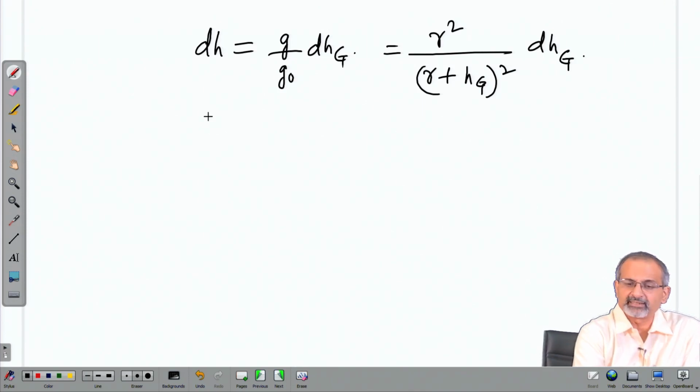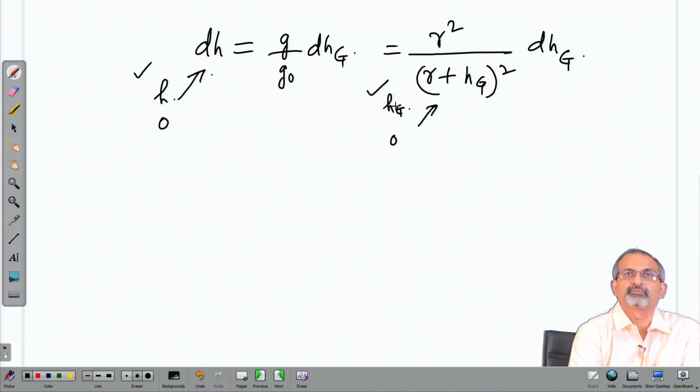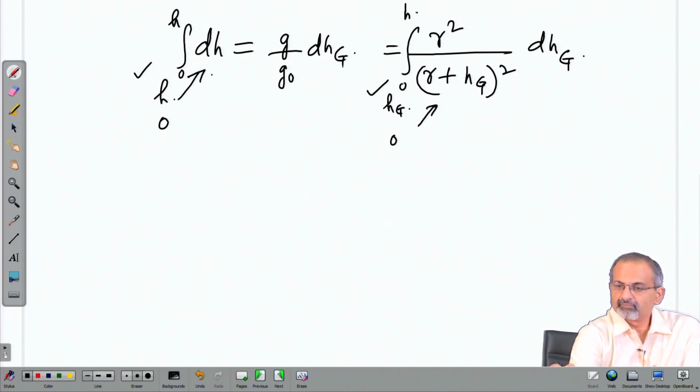Now, we are going to integrate it. When we integrate it, this will be integrated from 0 to H, this will be integrated from 0 to Hg, because these are 2 different altitudes we are talking about. One is the geopotential, the other is the geometric. Once you do this integration, what do you get? You get a relation between H and Hg.